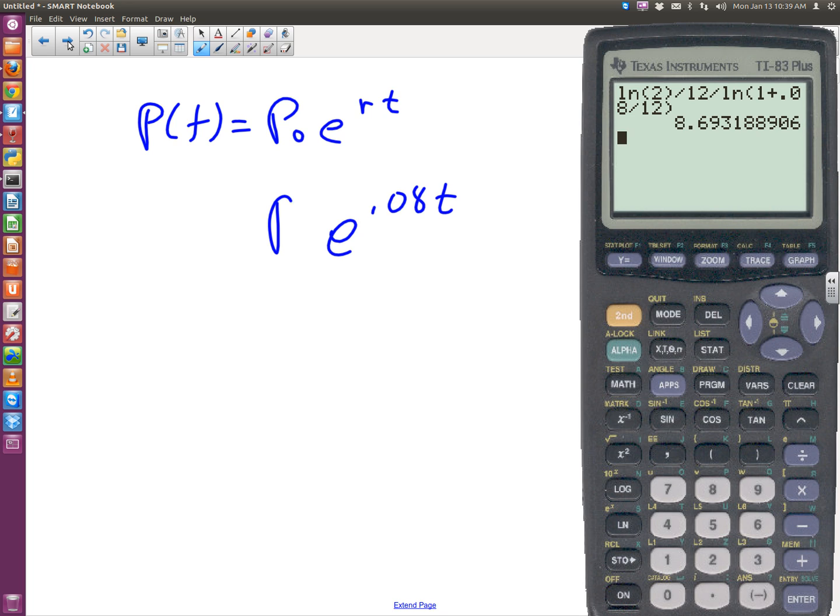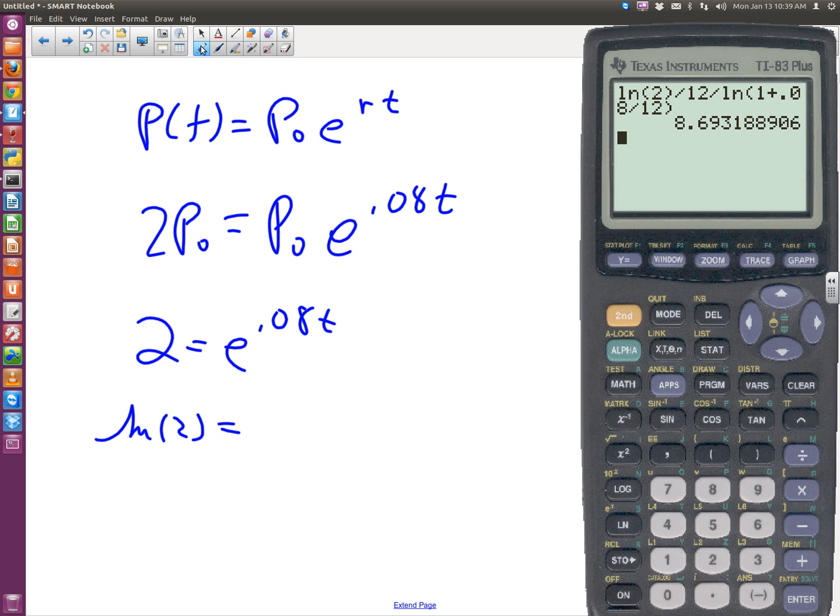I don't care what the initial deposit is. I want to double it. So what goes here? 2 P0. So right away the P0s cancel. So 2 equals e to the 0.08 T. Now, how do you solve for T? You're going to use ln again. And ln is nice here because it's going to cancel the e right away. So I write ln of 2 equals what? 0.08 T.